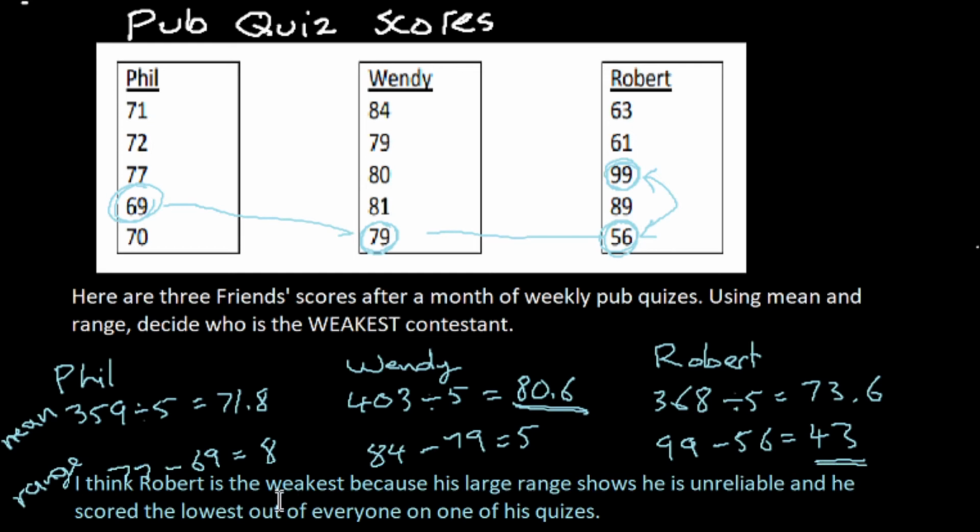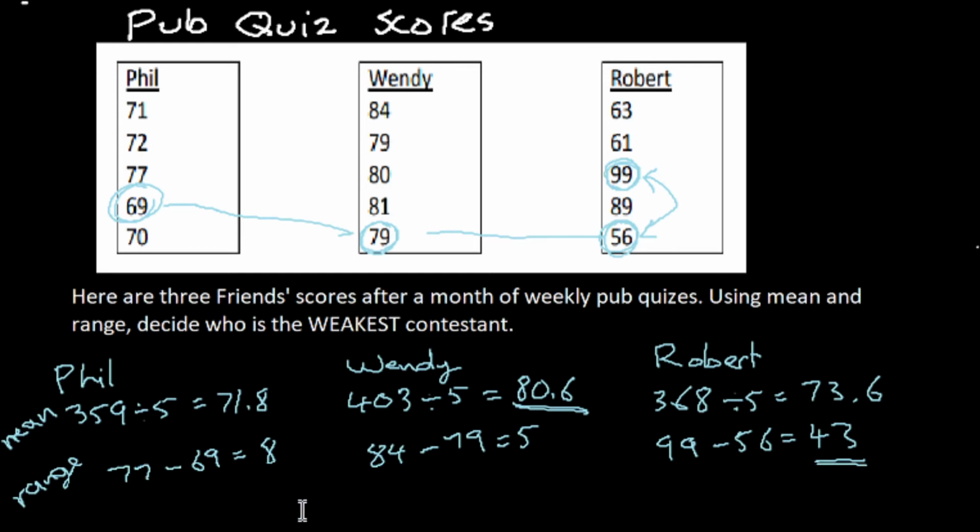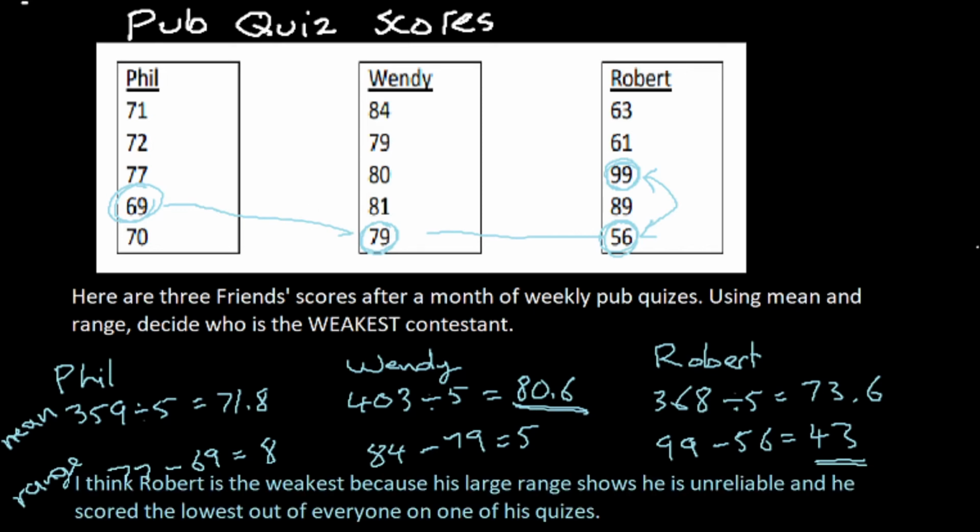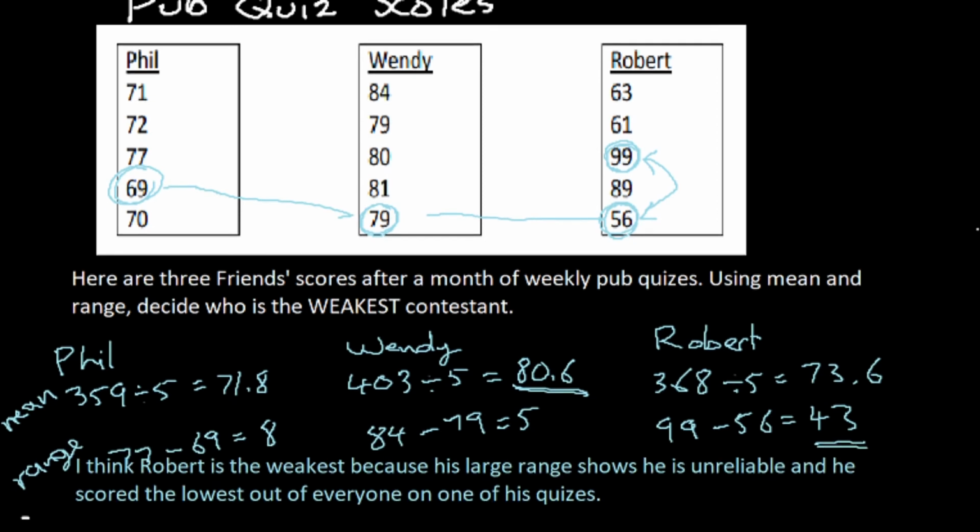So you can write something like this. So I think Robert is the weakest because his large range shows he is unreliable and he scored the lowest out of everyone on one of his quizzes.